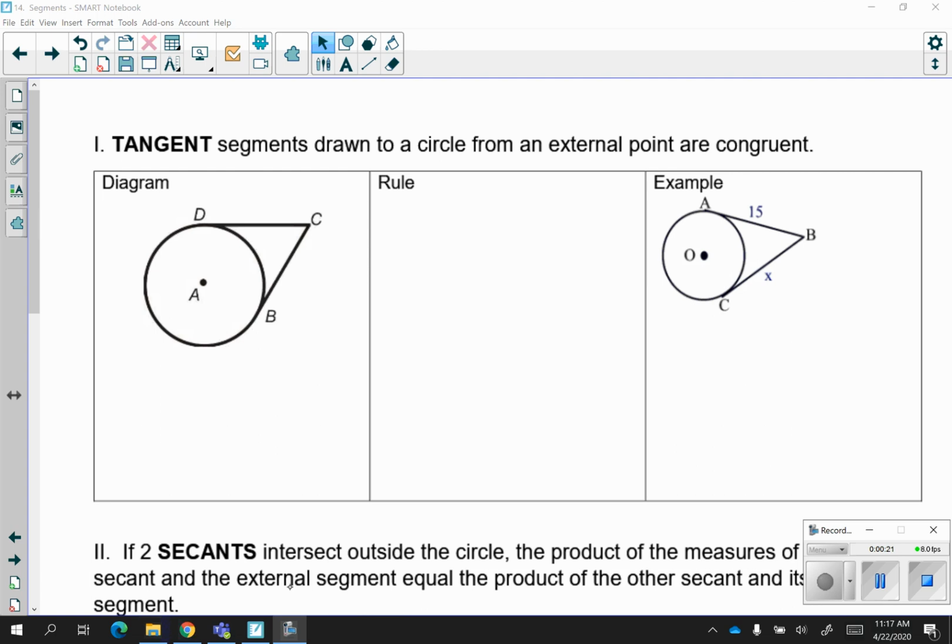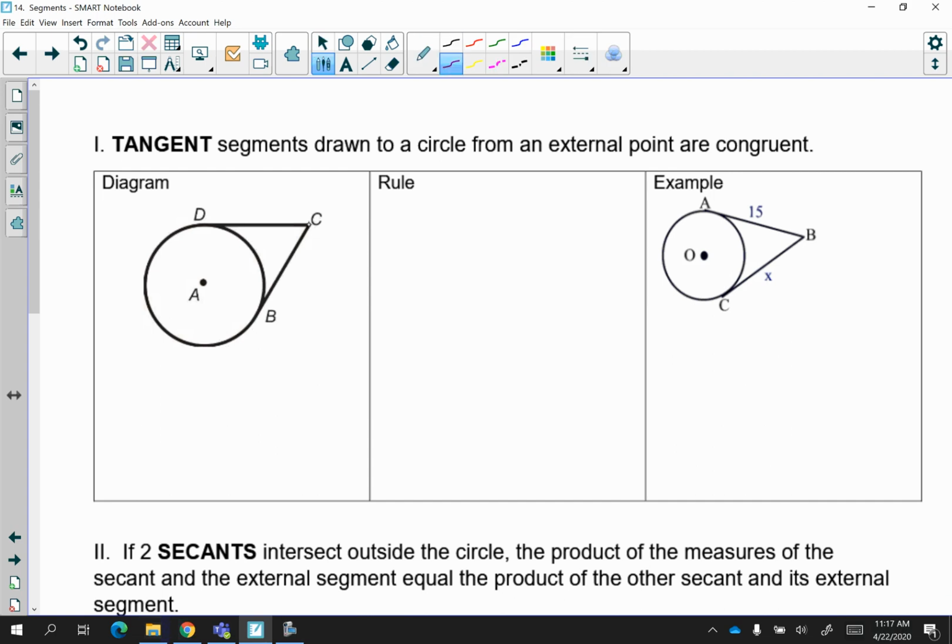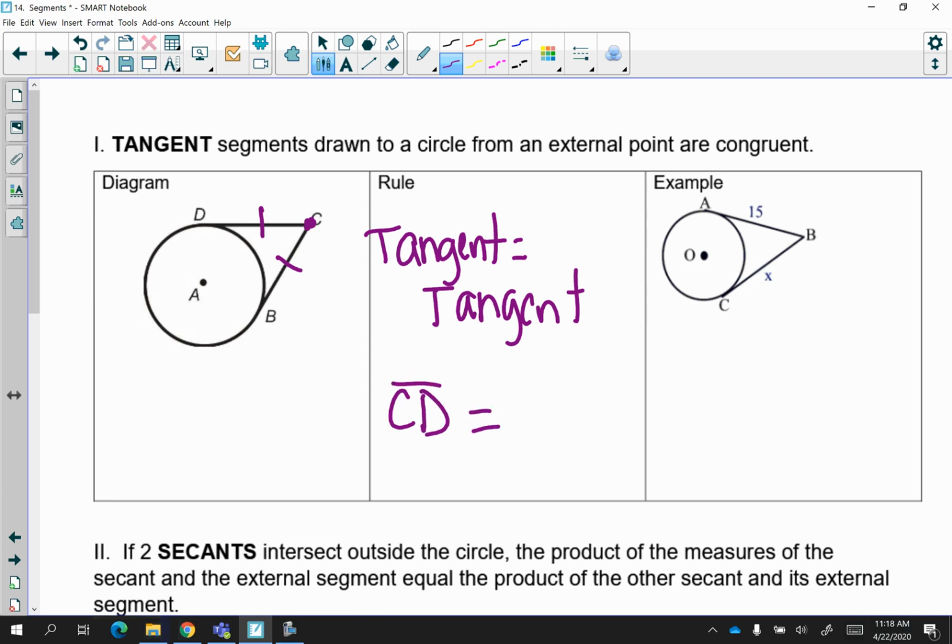Tangent segments drawn to a circle from an external point are congruent. Here is my external point, and these are two tangents. What is it saying? They are congruent. So the rule is that a tangent equals a tangent. CD is congruent to CB. So in our example, if AB is 15, CB has to be 15. Why? AB is a tangent, CB is a tangent, X is 15, which is CB.